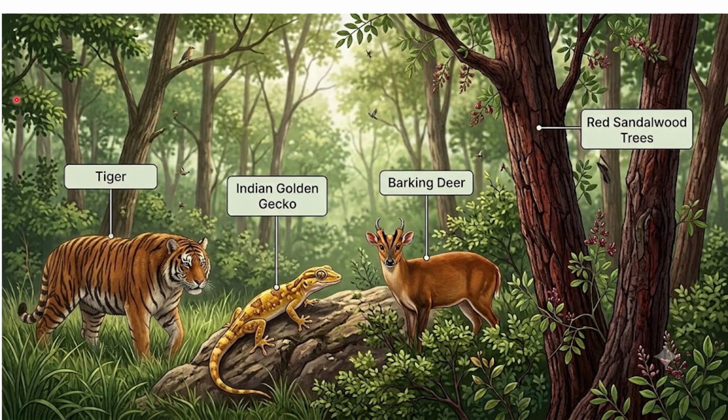Now, there are certain animals that live on the Godavari riverside. So, they are tigers, Indian golden gecko, barking deer, and there are lots of sandalwood trees also.